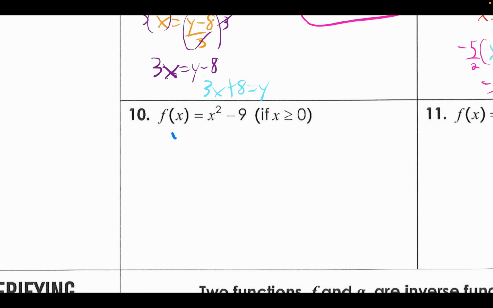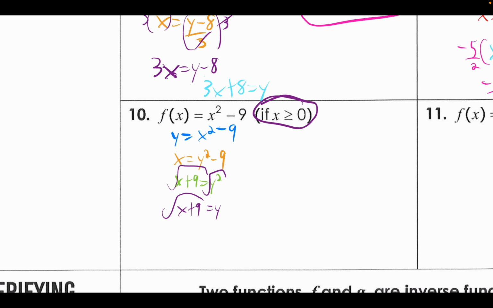So handle this the same way. Replace f of x with y, and then switch y and x. So we get x equals y squared minus 9, and then start solving for y. So I'll add 9 to both sides, and then I'll undo the square by square rooting the whole side. So the square root of x plus 9 equals y. And we were restricted to just positives, which is why we're not doing positive and negative, the plus minus there, although normally we would have plus minus there. That's where that comes into play.